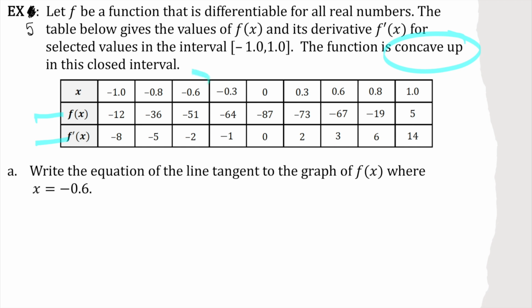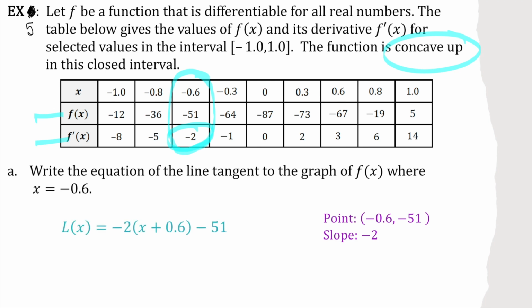-0.6. So we're hanging out right in here. So we have our point of (-0.6, -51), and we have our slope of -2. Pop that into point slope form, and we have a linear approximation.